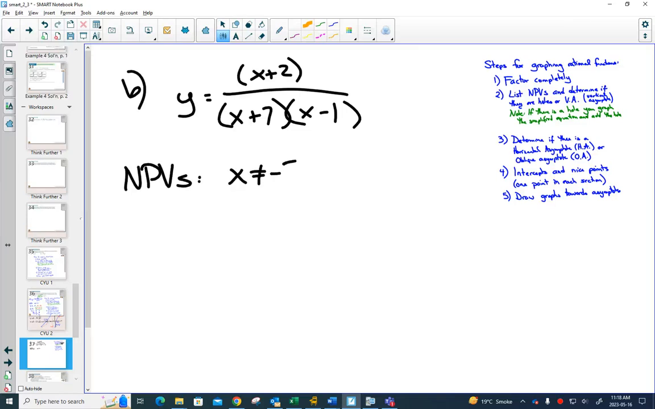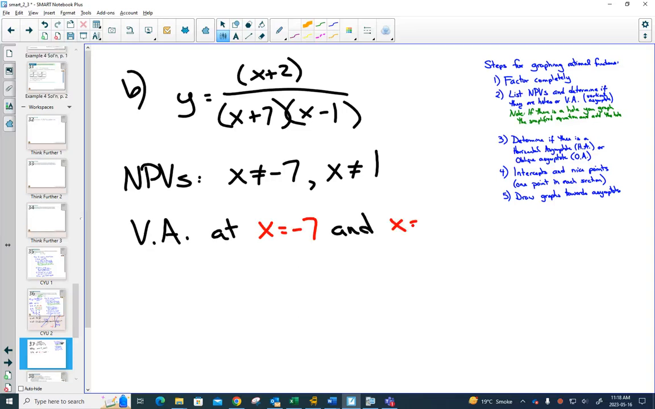Now x can't equal -7, and x can't equal 1. Neither of those are holes because nothing cancels out. So they'll both be vertical asymptotes.